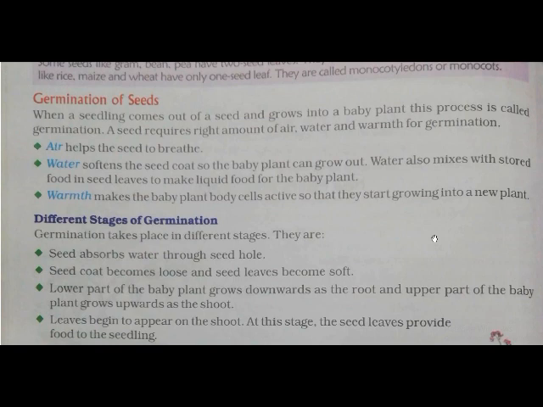What is germination? A seed requires the right amount of air, water and warmth for germination. For survival of human beings, we need air and water, whereas for germination, for reproduction or growing of a seed, three things are required: air, water and proper warmth, that is proper temperature. Air helps the seed to breathe, water softens the seed coat so the baby plant can grow out.